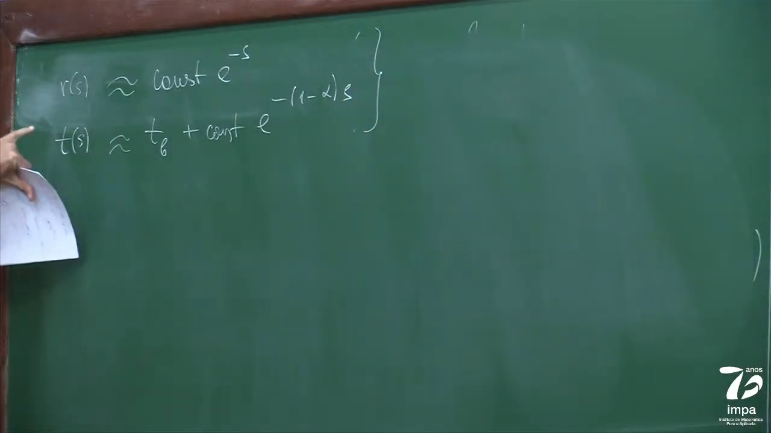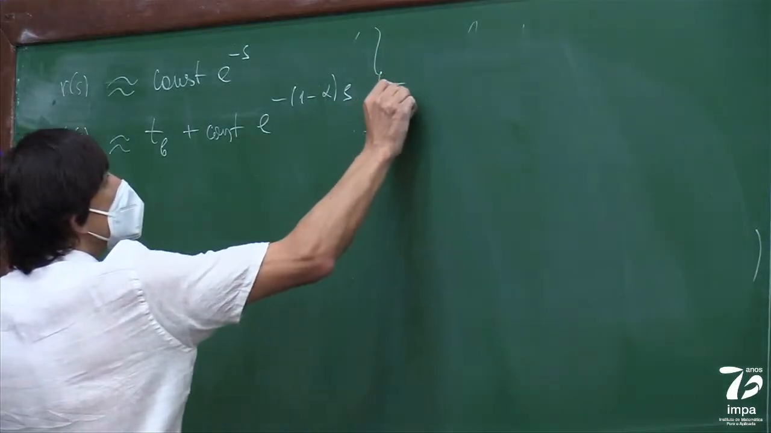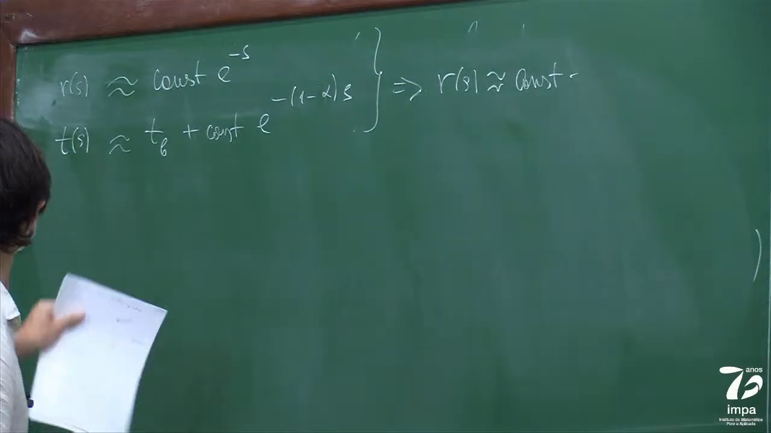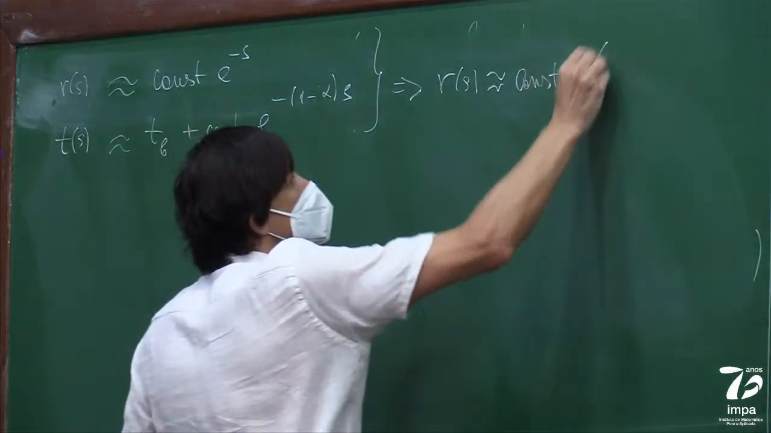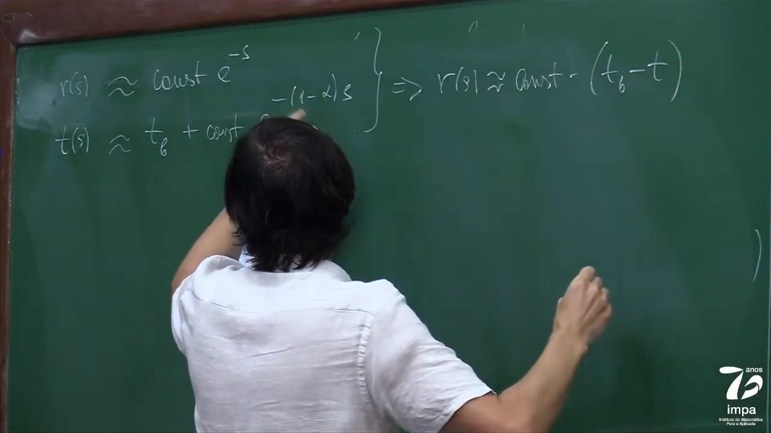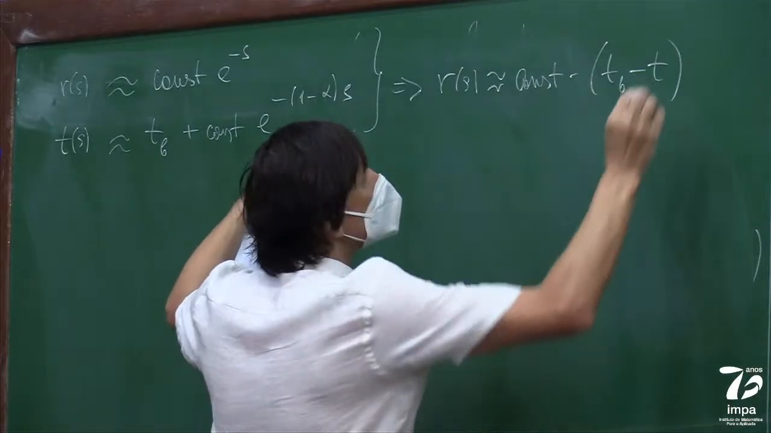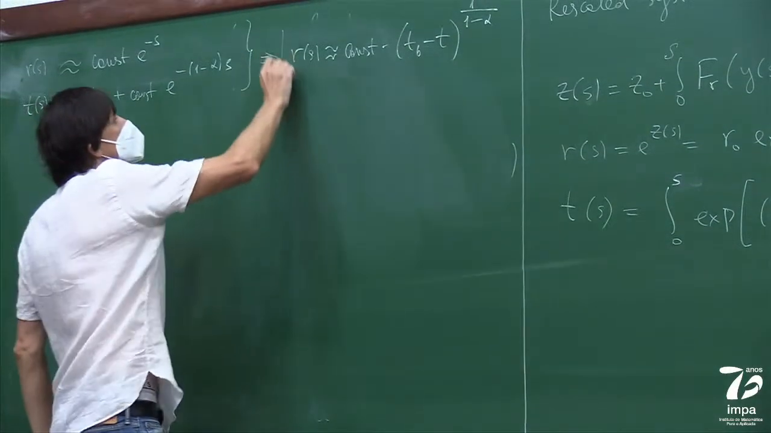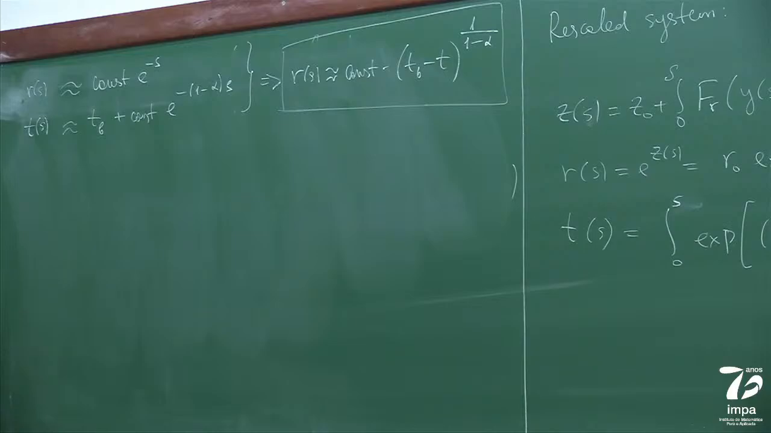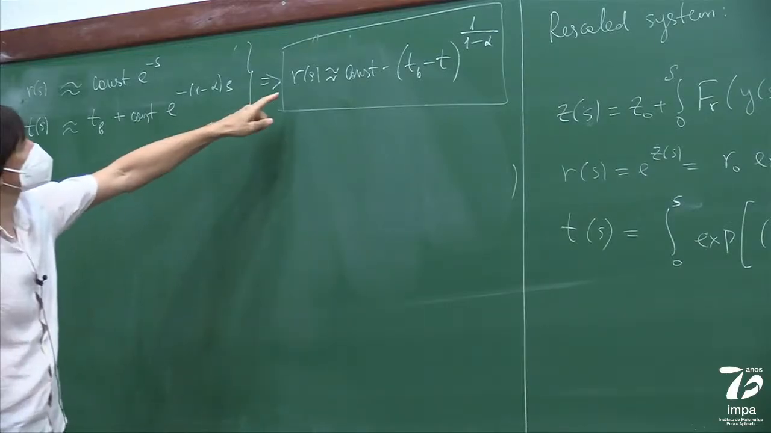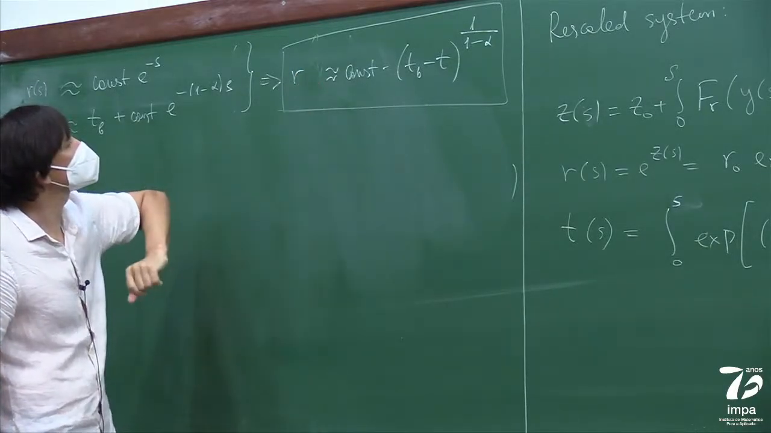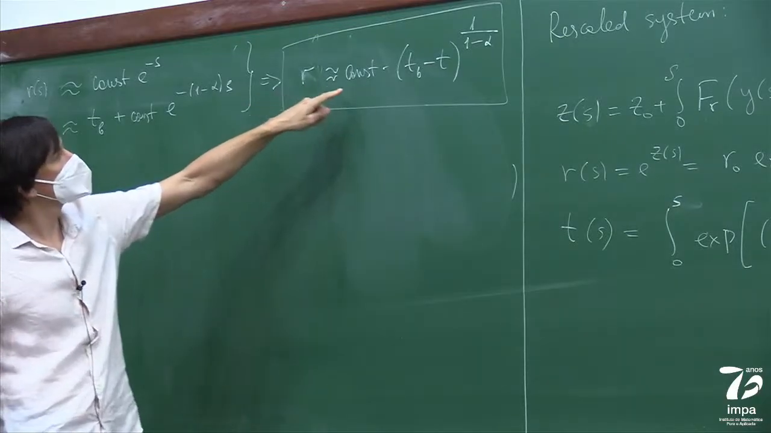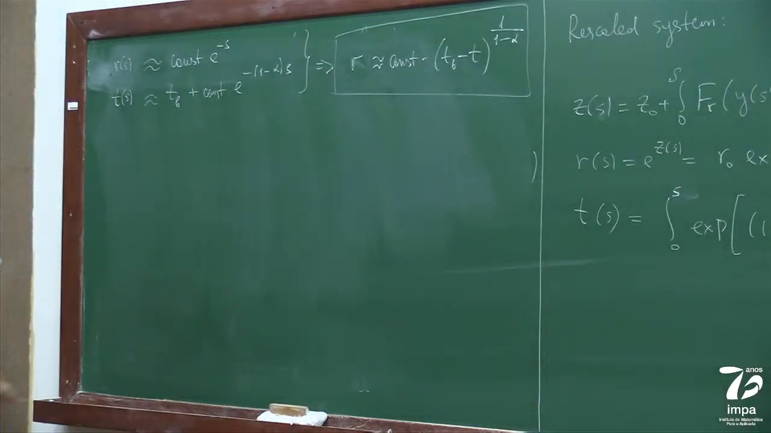Okay? And putting them together, what we see is that this R of S can be written as a constant times TB minus T to the right power. So this is exactly what we wanted to find. You see that the distance to the center, now we can remove this S because there's no S on both sides. So we expressed the distance to the singularity through the original time. And we see it's a finite time blow up.